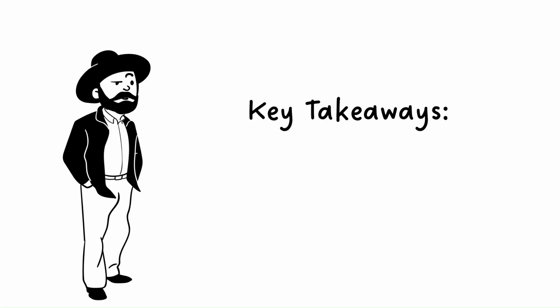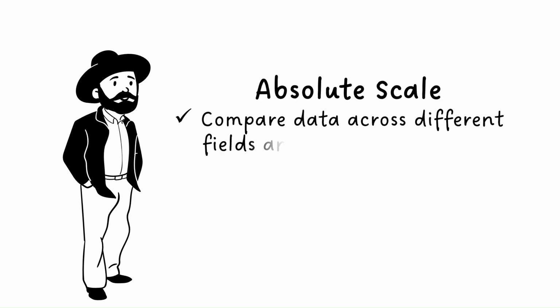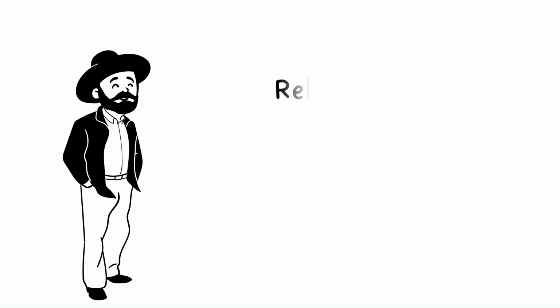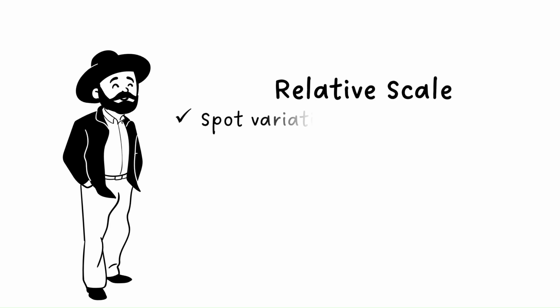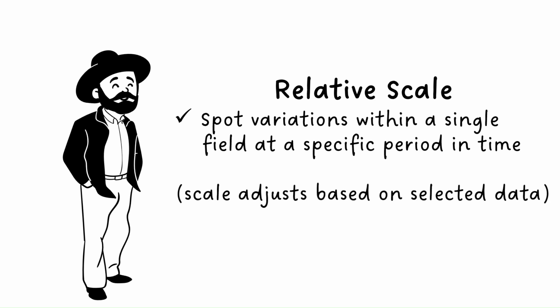The key takeaways are: absolute scale is great for comparing data across different fields and time periods because it uses a consistent reference, so the same value always looks the same. Relative scale, on the other hand, is ideal for spotting variations within a single field at a specific point in time. But keep in mind, it's not suited for comparing values between different fields or across time, since the scale adjusts based on selected data.